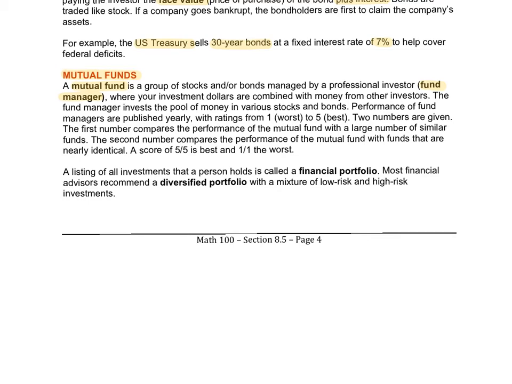So there's a lot of fund managers out there, which means that every year the fund managers are rated. So 1 would be the worst, 5 is the best. 2 numbers are given. The first number is going to compare the performance of the mutual fund with a large number of similar funds. The second number is going to compare the performance of the mutual fund with funds that are nearly identical to yours. A score of 5 is best, and 1 is the worst.